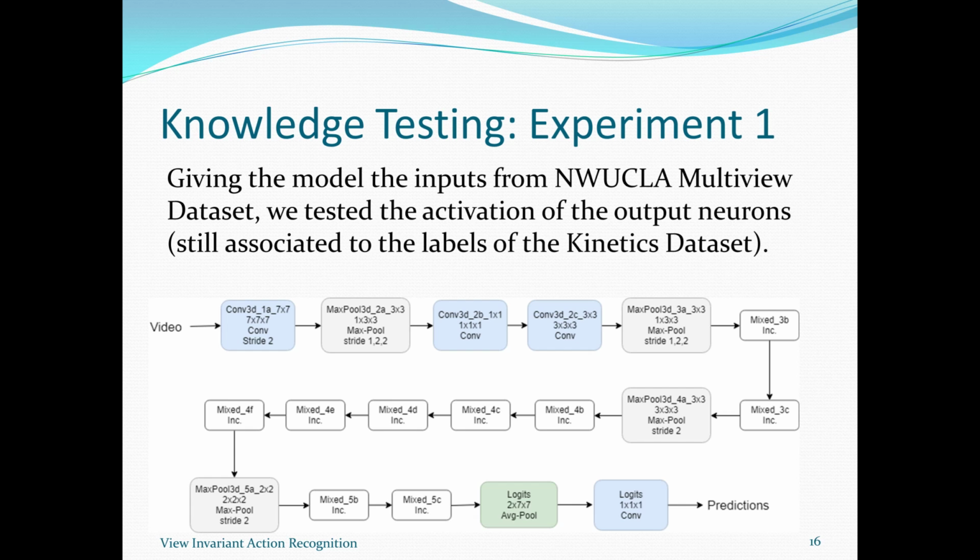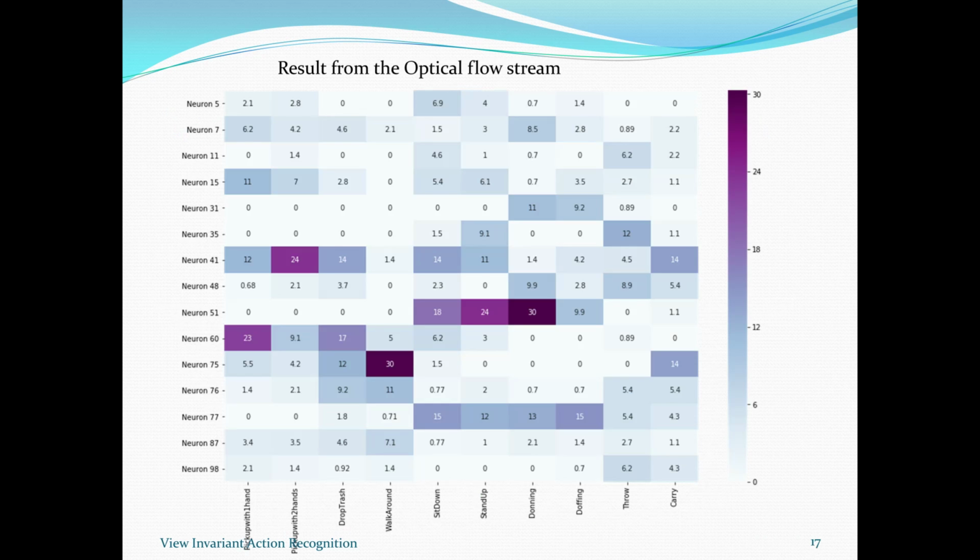For this experiment, there are neurons being activated. Every time, we are only looking at which neuron has the highest activation when a specific video from the Northwestern UCLA dataset is input. And this is what we get. On the x-axis, we have all the labels from the UCLA dataset, and on this axis we have the neuron that was activated the most. And any neurons that were activated very little were discarded.